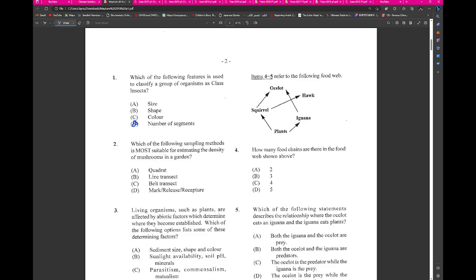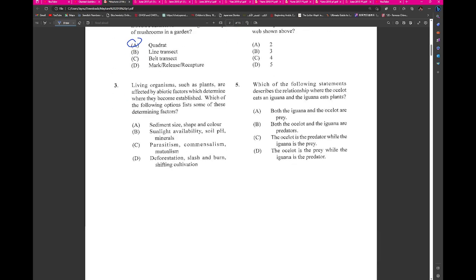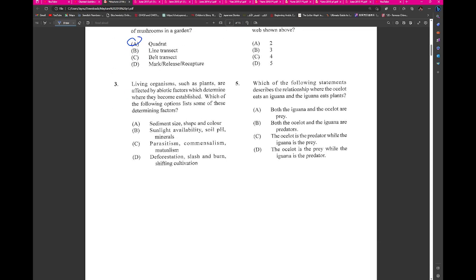segments. Which of the following sampling methods is most suitable for estimating the density of a mushroom in the garden? Right, the population density, right? This will probably speak about the quadrat. Living organisms such as plants are affected by abiotic factors which determine where they become established. Which of the following options lists some of these determining factors?